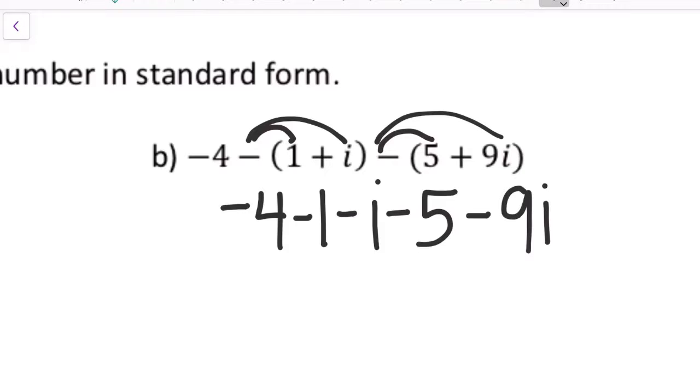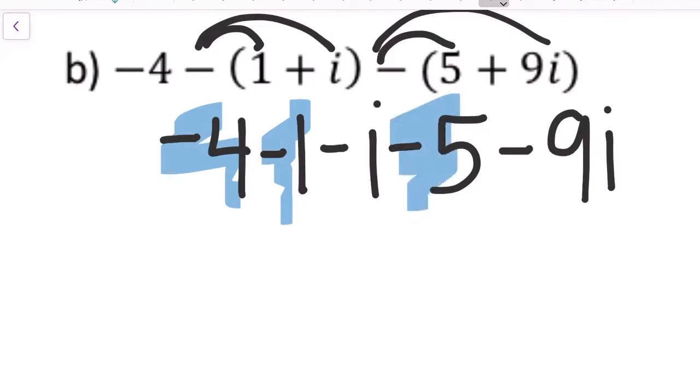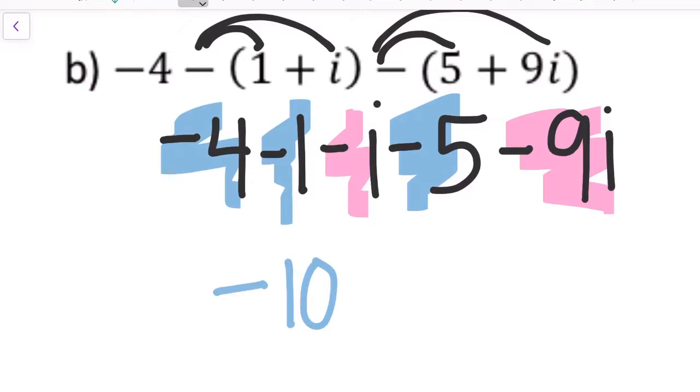Okay. Combine. Now we've got all the real parts lined up. So we've got negative 4, negative 1, and negative 5. Negative 10. Exactly. And then our imaginary parts, negative i and negative 9i. Negative 10i. Exactly. And we are done.